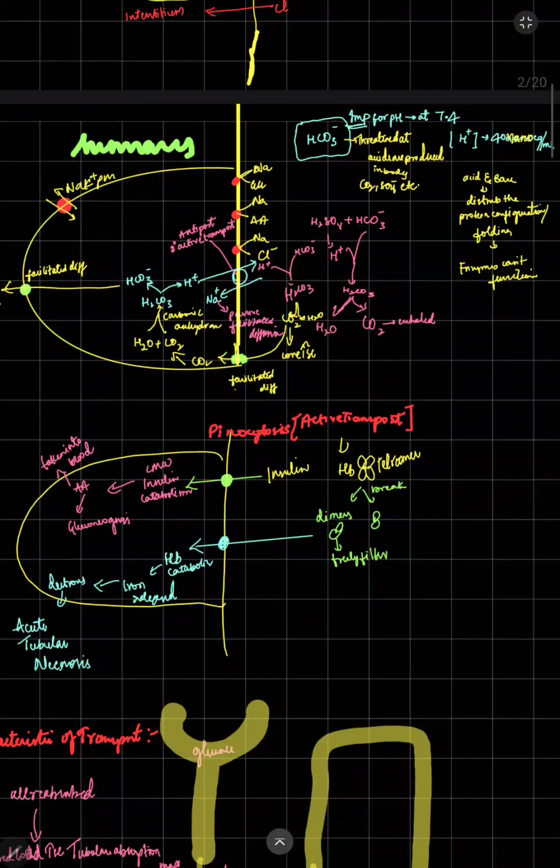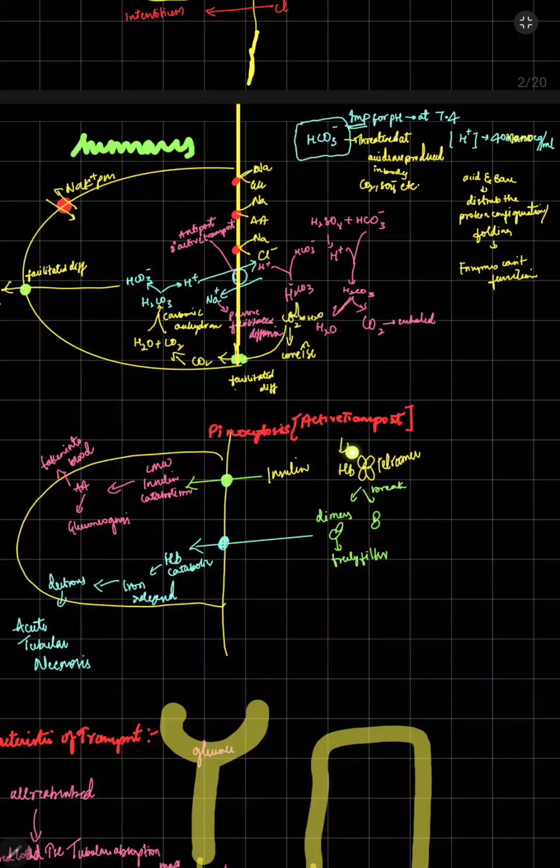And there is another transport of pinocytosis, which is also an active transport. This is for molecules like insulin, which is also filtered. They take up this low molecular weight insulin, and it is catabolized, and then amino acids are released. They can be taken up into the blood directly or might be used for gluconeogenesis.